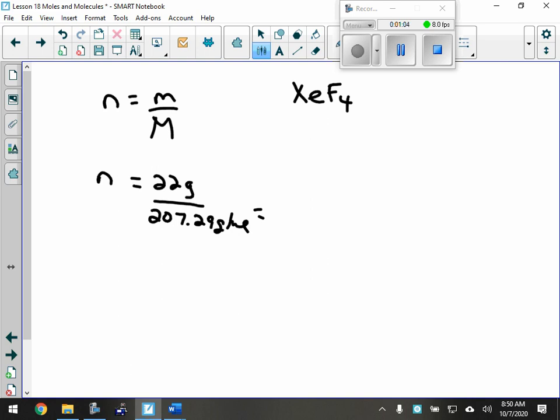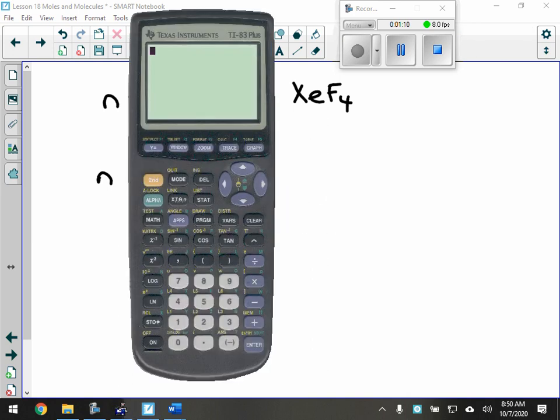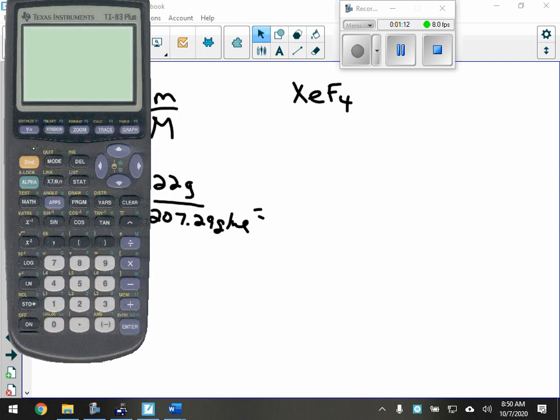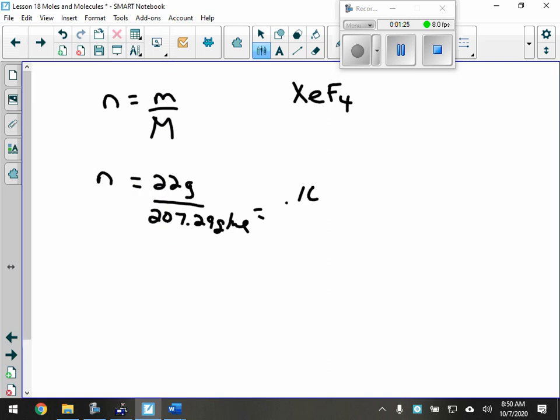Okay. Now, just a quick little note, because we're going to do this today here. You don't know this, so that's fine, but we're going to learn as we go. So when I take 22 divided by 207.29, you get 0.106, and so on, moles.